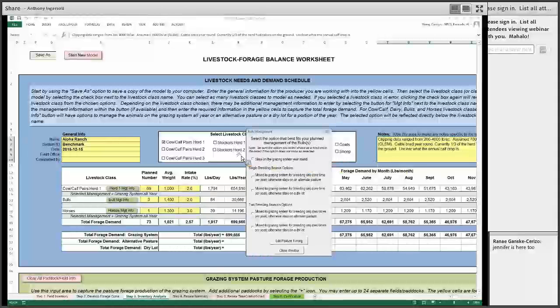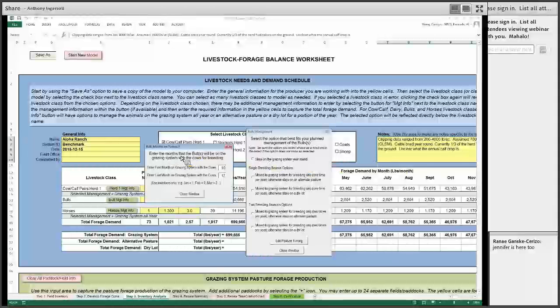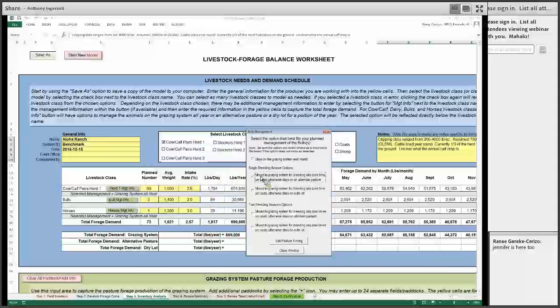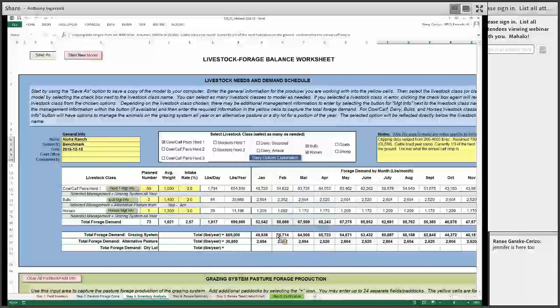So when we click on that button, it brings up another window and it asks, okay, well, what month is the bull going to be on the grazing system breeding the cows? And so we're going to say that the bull is going to go in there from May to, say he has a 90-day breeding season, May to August. August is 8. I'm going to close that window, select this again. Okay. Now we've got alternative pasture forage amounts being generated down here, or demand.